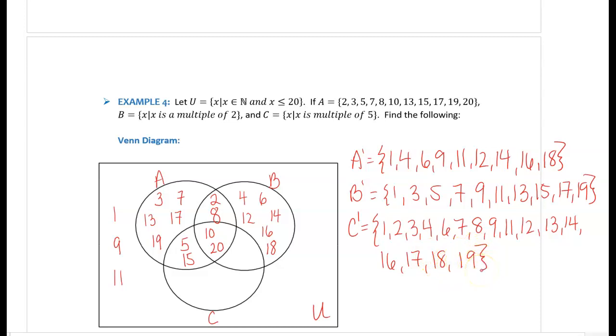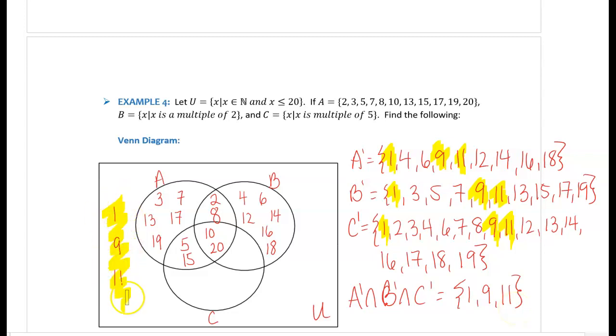Now the intersection of these three sets would be: you have a 9 in all of them, we have a 1 in all of them, and we have 11 in all of them. So we find that the A complement intersected with B complement intersected with C complement are the elements 1, 9, 11. If you look, those are the values outside of my union of A, B, and C.